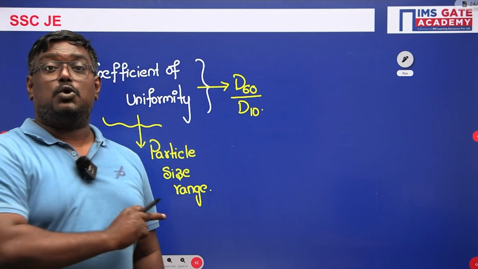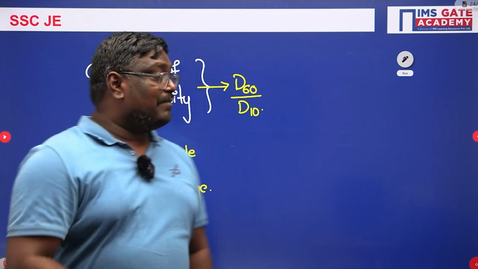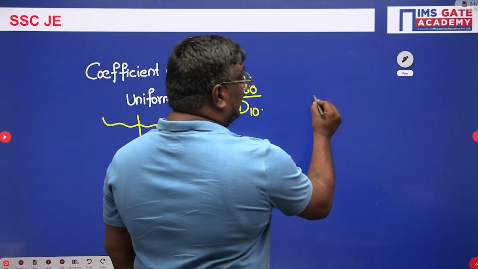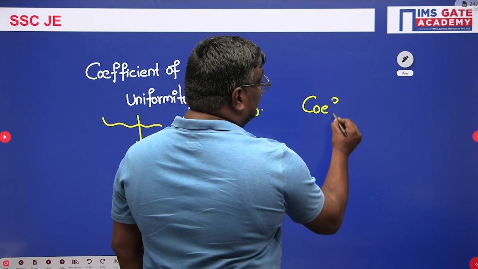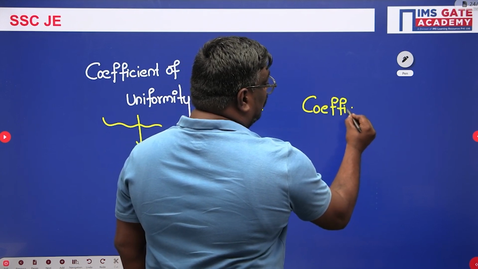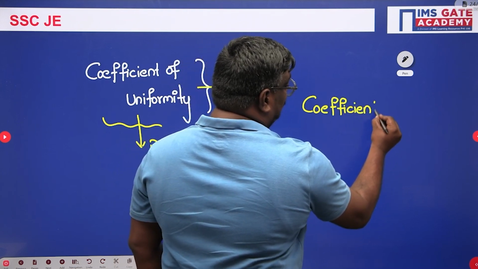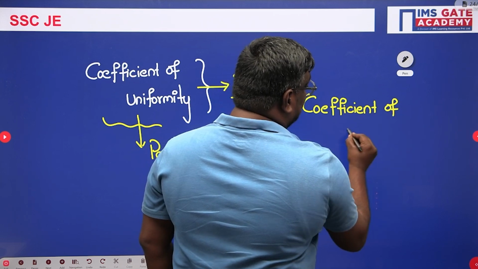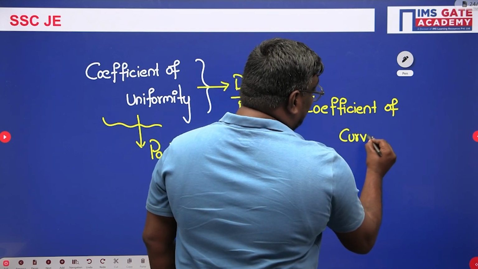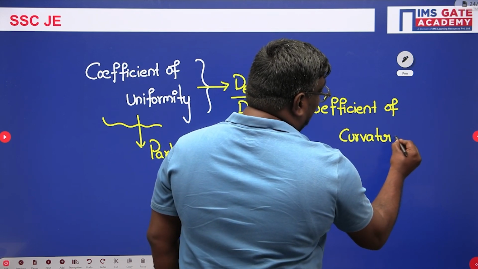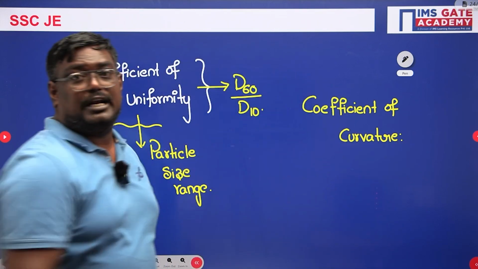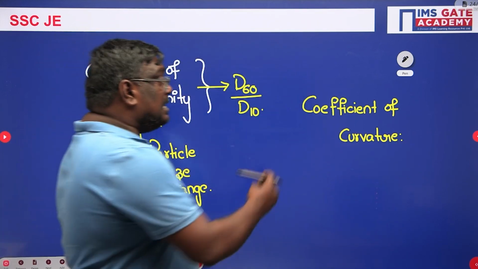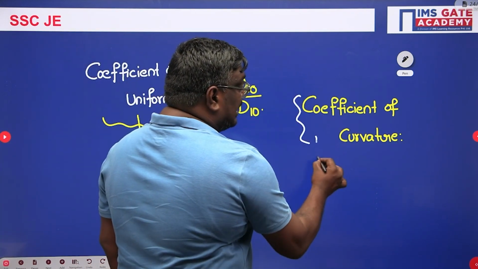So, based on coefficient of uniformity, and we have another thing, which is coefficient of curvature. What is the significance of coefficient of curvature? Anyone, my dear students? Here in the coefficient of curvature, we will be studying about the shape of the curve.